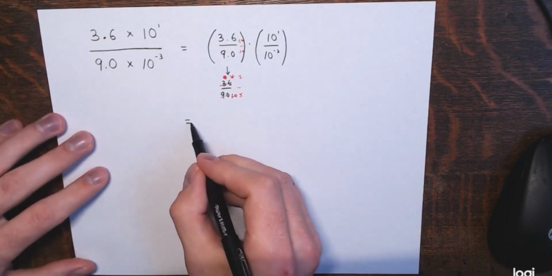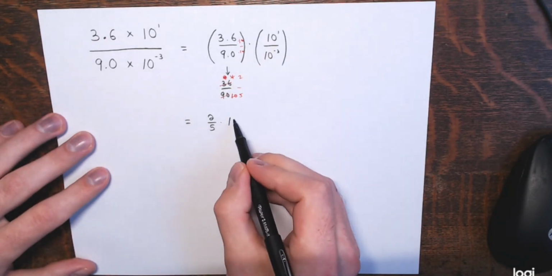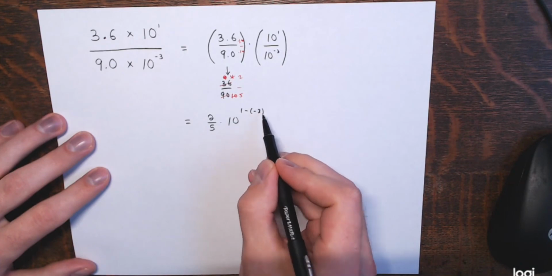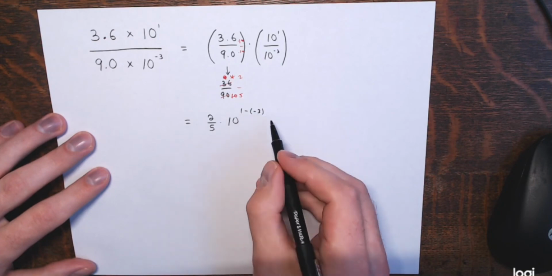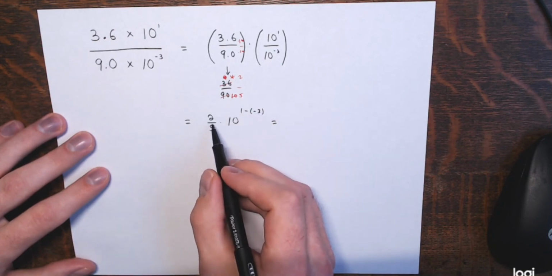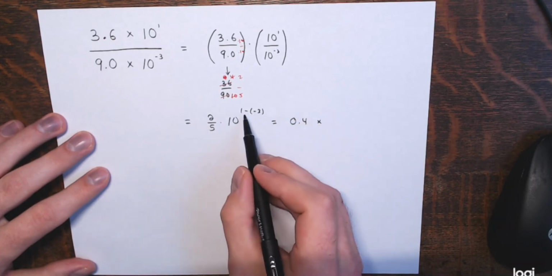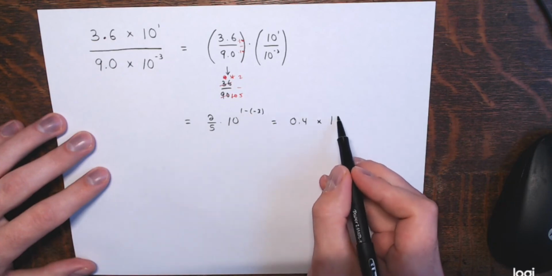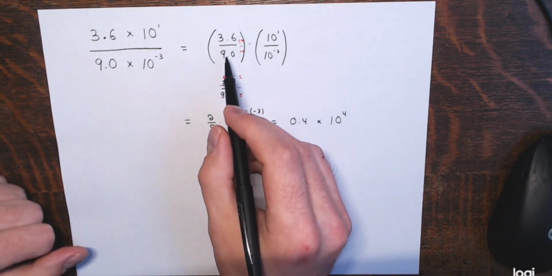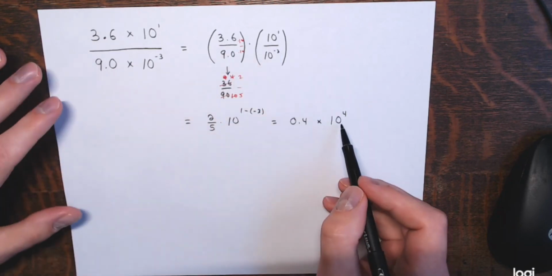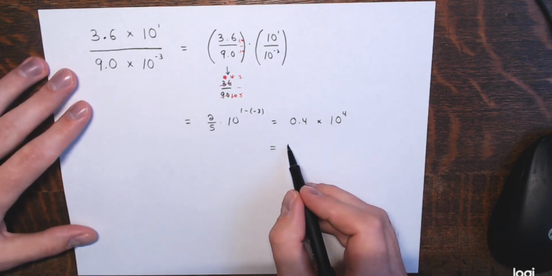So this ends up being 2/5 times 10 to the 1 minus negative 3. Remember that quotient property? You divide things with the same base, you subtract their powers, numerator power minus denominator power. Now 2/5 as a decimal, they want things as decimals. 2/5 is 0.4 times, and then 1 minus negative 3 is 1 plus 3, which would be 4. So I have 0.4 after dividing the numerical coefficients, and then times 10 to the fourth after dividing the powers of 10. And this tells me to move the decimal point to the right 4 places.